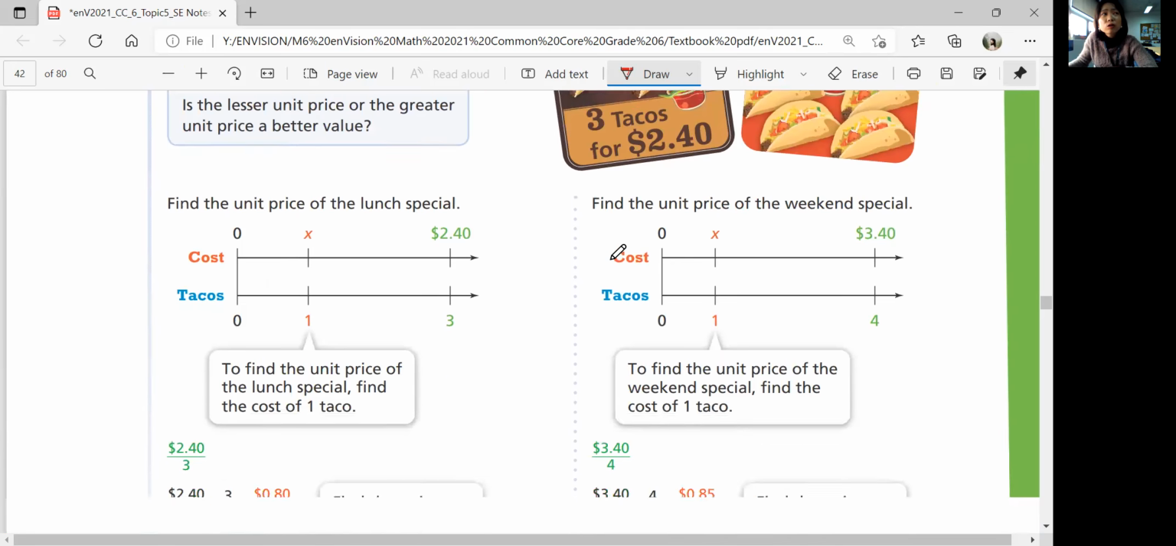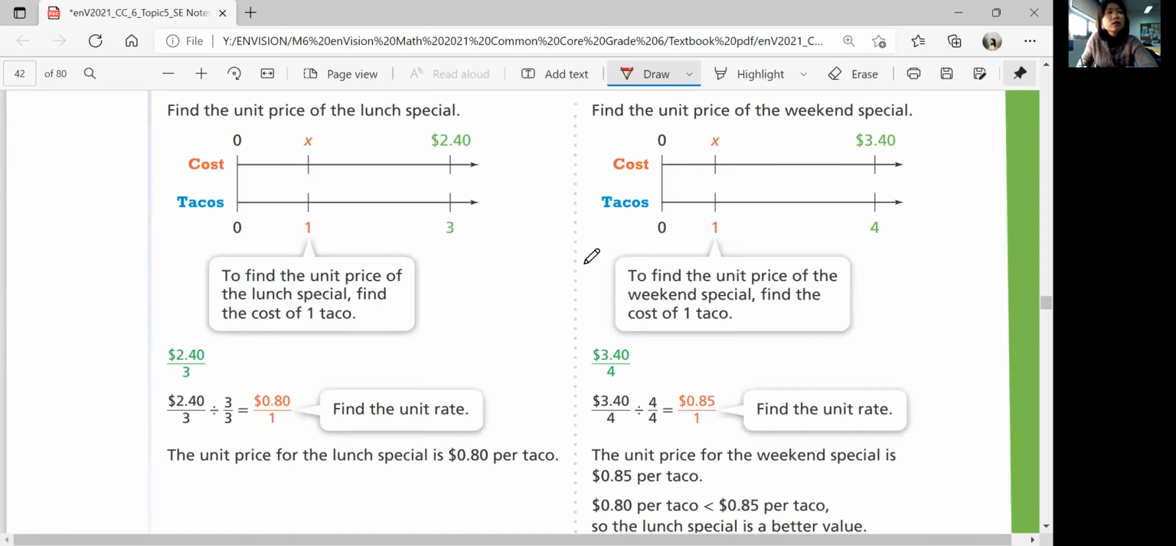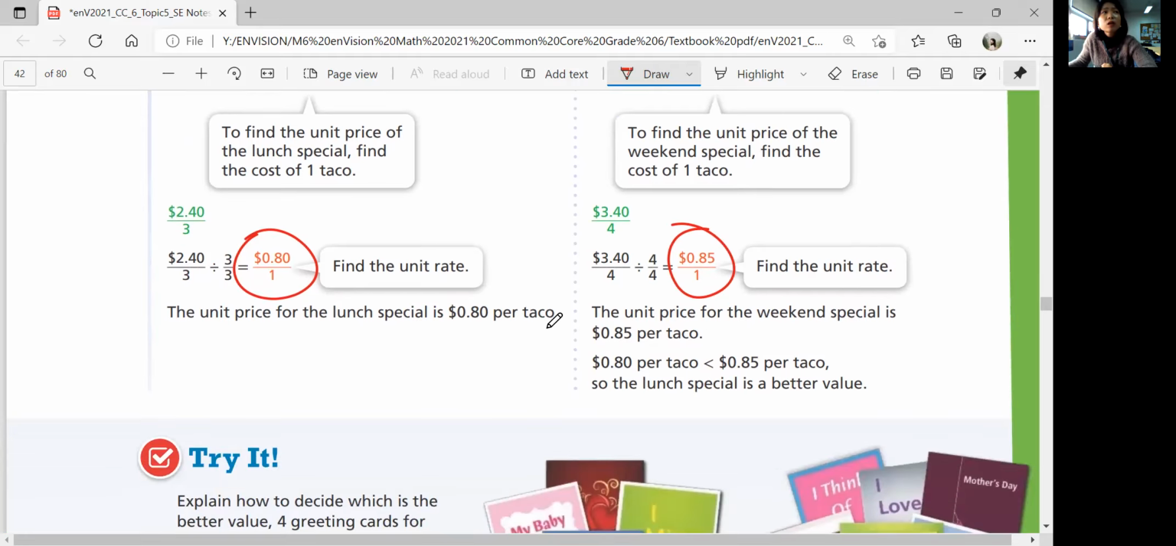Lunch special, we have $0.80 per taco. And the weekend special is $0.85 per taco. So 80 cents versus 85 cents. 80 cents is a little bit cheaper and it's a better price. It's a better deal if we're talking about the same taco, okay? So the lunch special is a better value, this one.